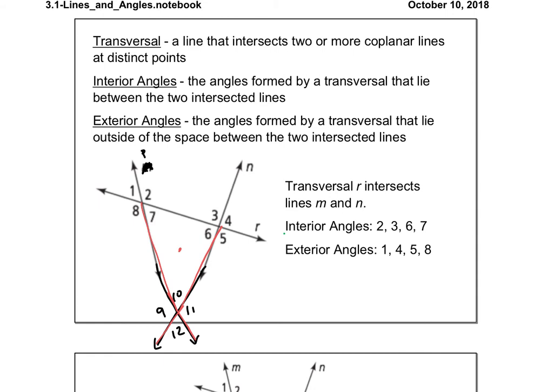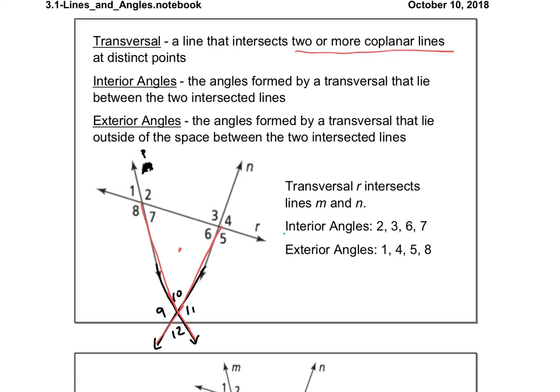All right, so the first vocab word we've got on this slide is transversal. Now, a transversal is a line that intersects 2 or more coplanar lines. Okay, keep in mind that 2 or more bit. So down here in this picture, I actually have 3 transversals. Okay, R intersects lines P and N. P intersects lines R and N, and then N intersects lines R and P.